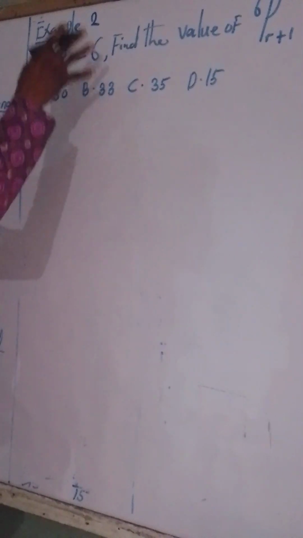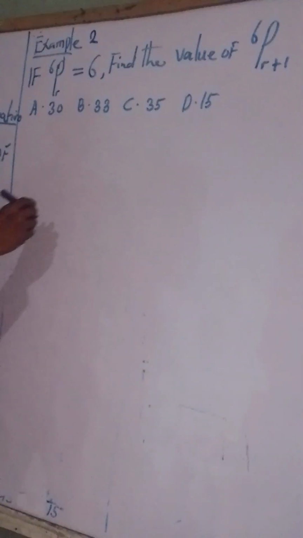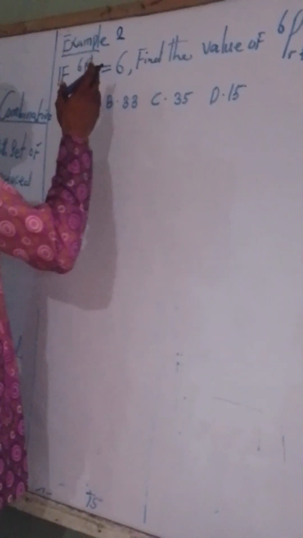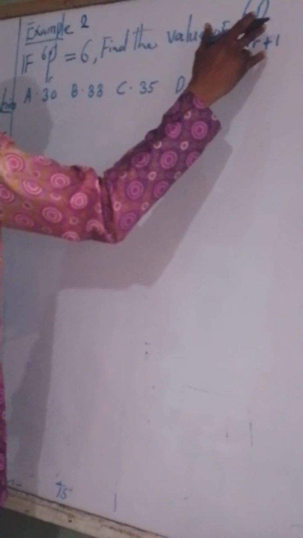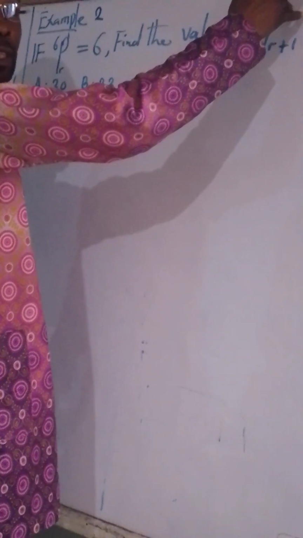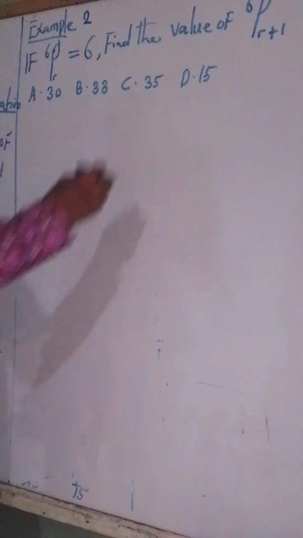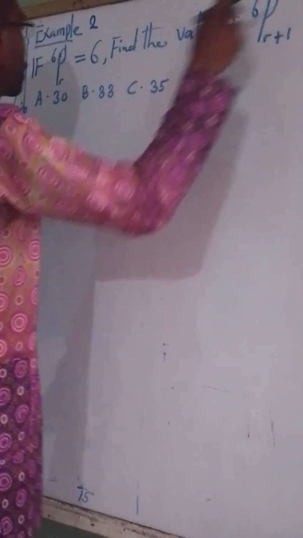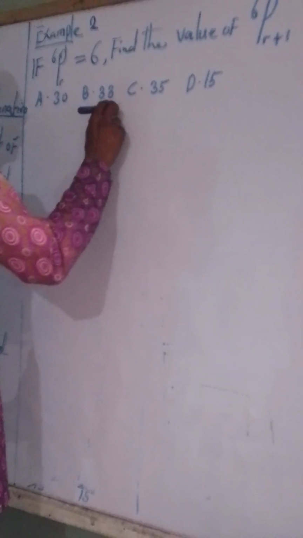Okay, we have moved into example 2. This is the question that was given to us: if the factorial is equal to 6, find the value of 6 P something. Now you can see that this is a capital letter P, and this is also P. This P represents permutations. Now, let's move into the solution.